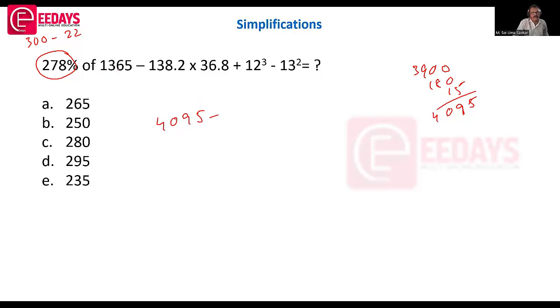Let us take 1/4 of this value. What is the 1/4 of this value? That is equal to 3, 16, 4, 1. And this is equal to 4, and next 5, and next 37. Next 138.2 into 36.8.